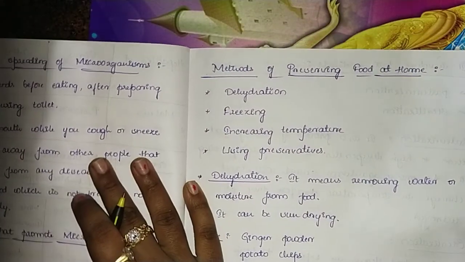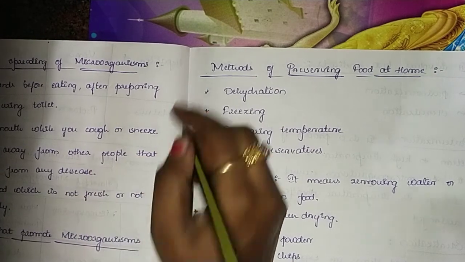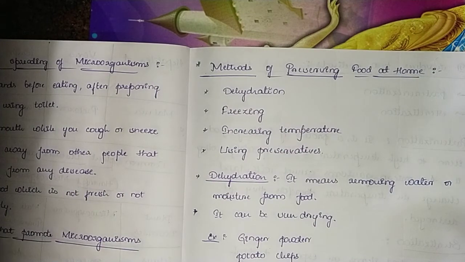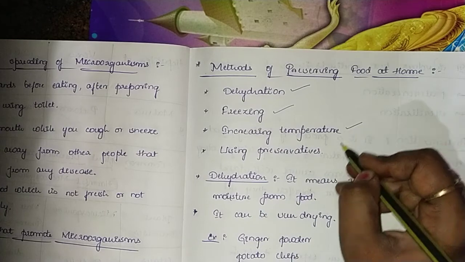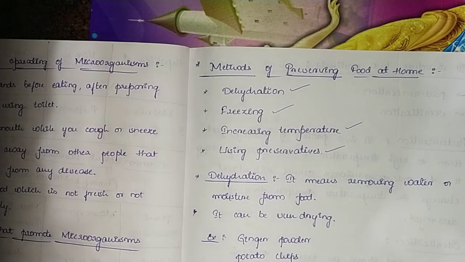And next we are dealing with methods of preserving food at home. So when all this care is taken, we need to preserve food at home, isn't it? So we do have some methods for this. The very first ones are dehydration, freezing, increasing temperature, and using preservatives. These are some of the methods of preserving food at home. What are dehydration, freezing, increasing temperature, and using preservatives? Let's try to understand the basic concepts of these.